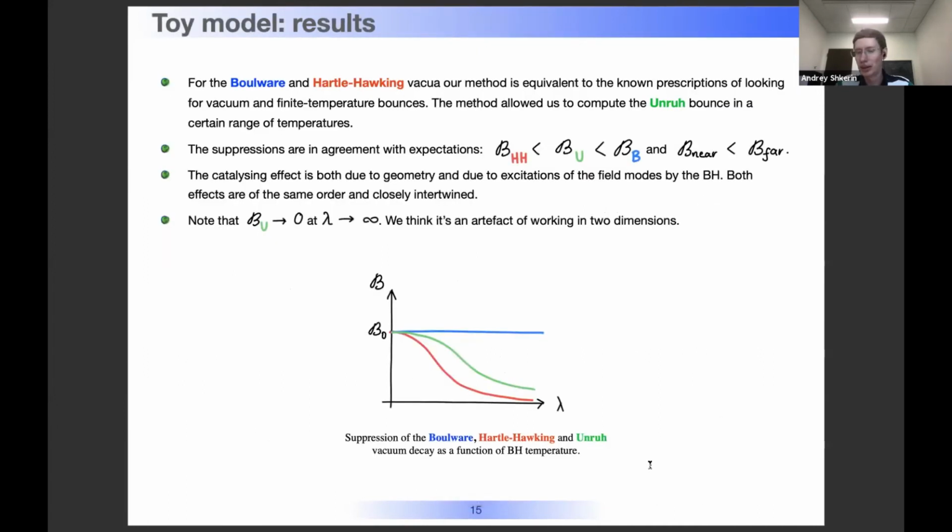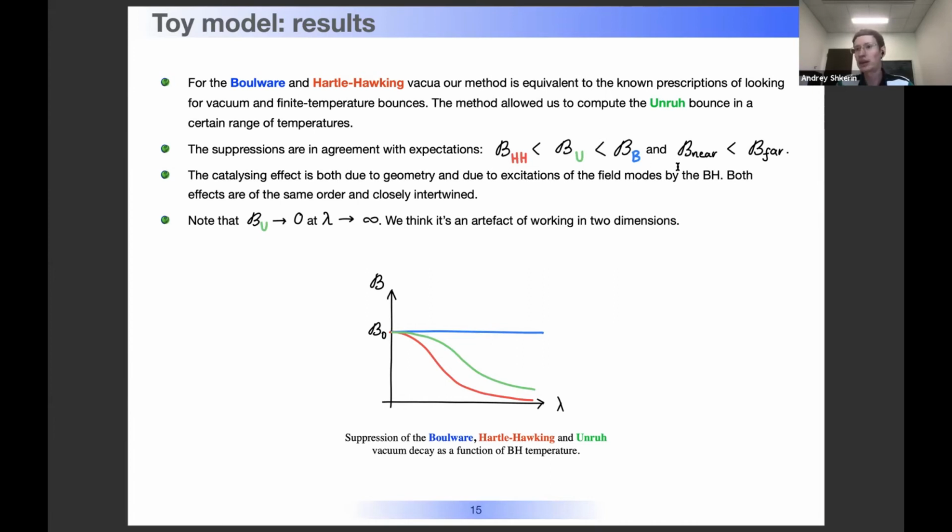Let's discuss our results. First of all, we could check that for the Boulware and Hartle-Hawking vacuum states, our method reproduces the known prescriptions of how to look for the bounce. While for the Unruh vacuum state, our method allowed us actually to compute the bounce. The results are in agreement with expectations. So the suppressions of vacuum decay are ordered in this way. The suppression is maximal for the Boulware vacuum, it is in the middle for the Unruh vacuum, and it is the lowest for the Hartle-Hawking state.